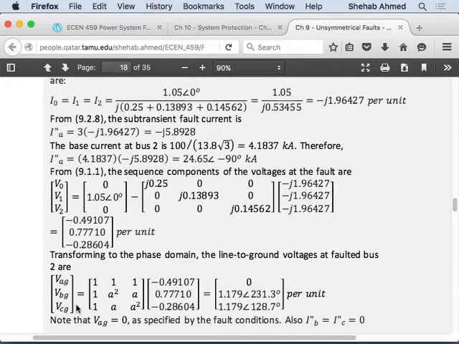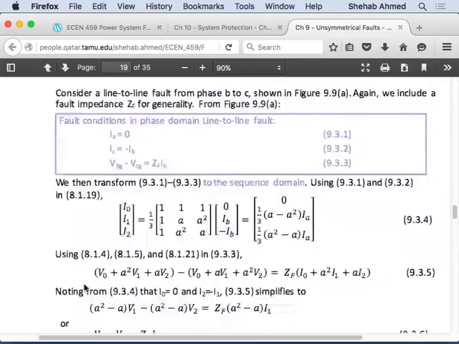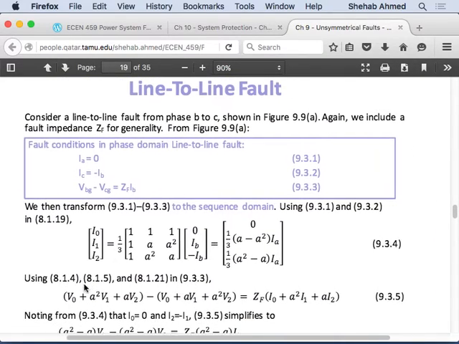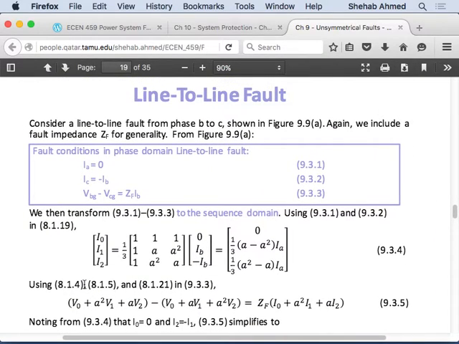Any questions on this? No? It's straightforward, hopefully. So that was the single line to ground fault, right? The line to line fault and line to ground fault follow exactly the same process. Okay, so I will not go through the proof.